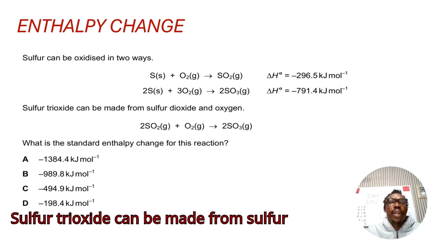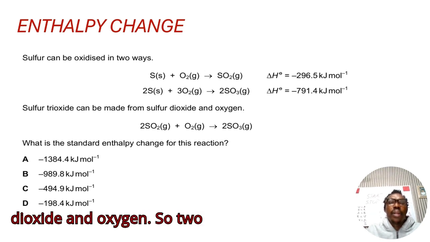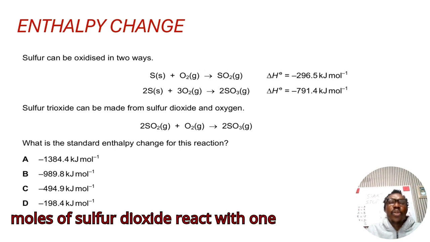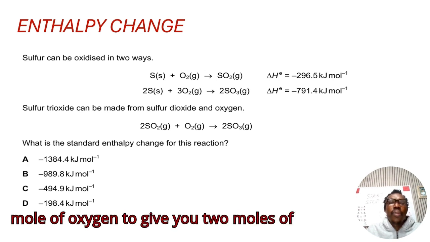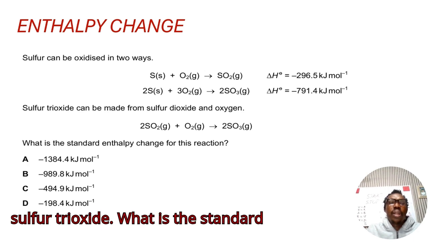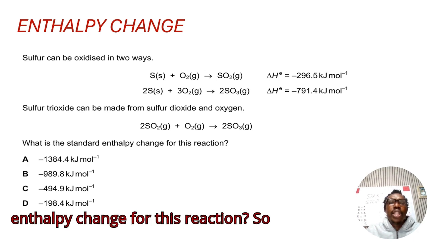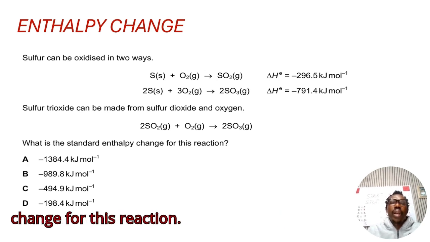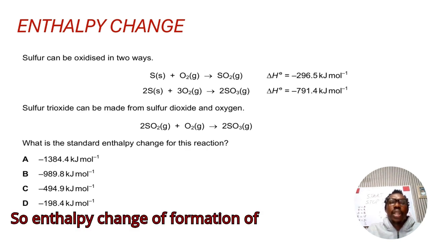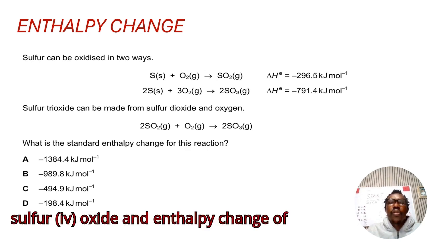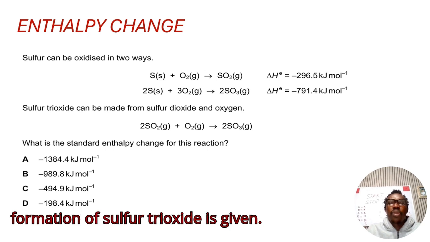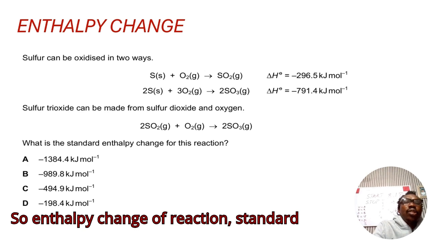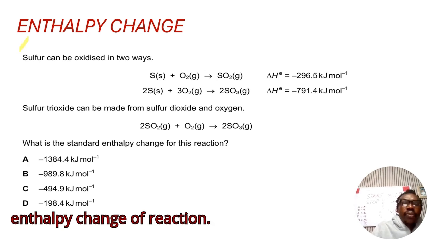Sulfur trioxide can be made from sulfur dioxide and oxygen. So 2 moles of sulfur dioxide react with 1 mole of oxygen to give you 2 moles of sulfur trioxide. What is the standard enthalpy change for this reaction? So we have to calculate the standard enthalpy change for this reaction. So the enthalpy change of formation of sulfur trioxide and the enthalpy change of formation of sulfur dioxide are given.